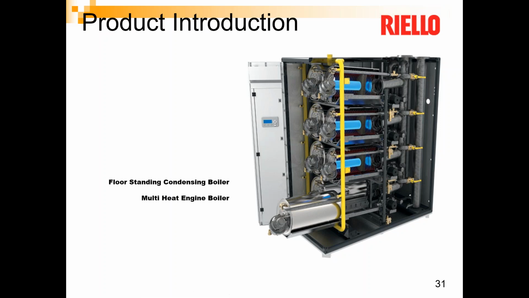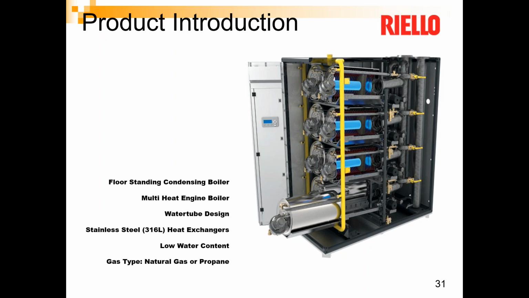It's a floor standing condensing boiler with multiple heat engines, Watertube Design, all 316 stainless steel, has a low water content. And this can be used for natural gas or propane. And one of the nice advantages that a lot of customers like is the uptime. If one of your modules or one of your blower motors ever goes out, you still have 75% uptime. You still have 75% of the capacity of your boiler. So you really can track your load very well.